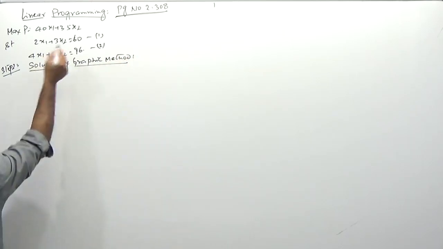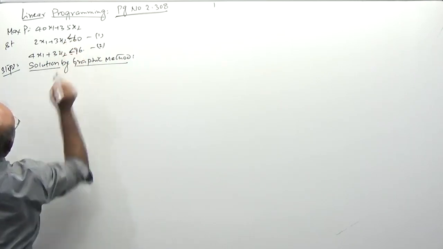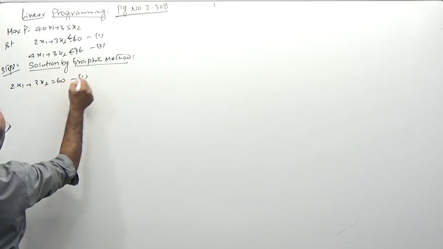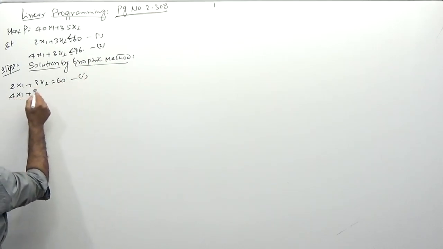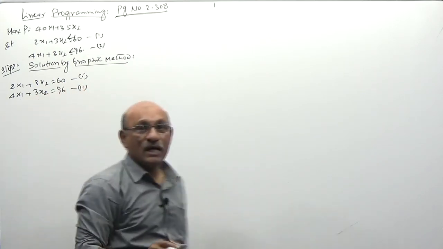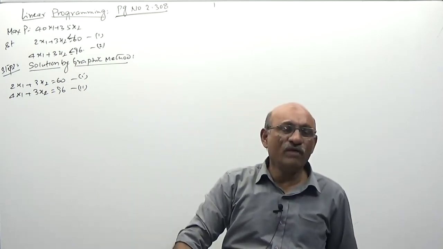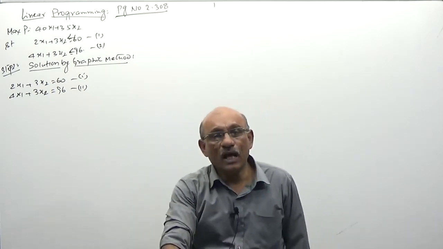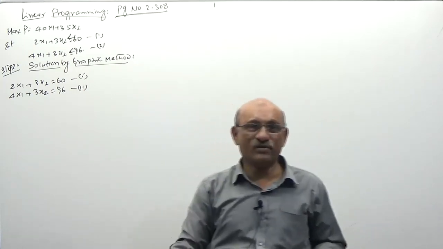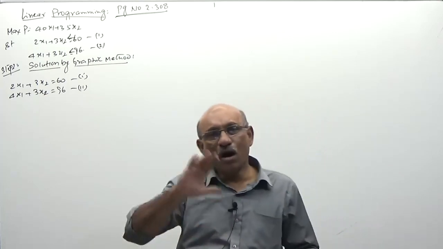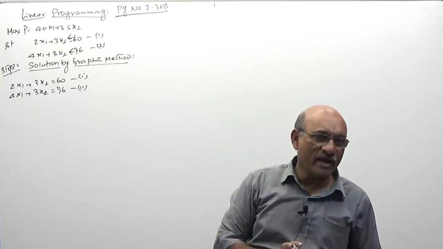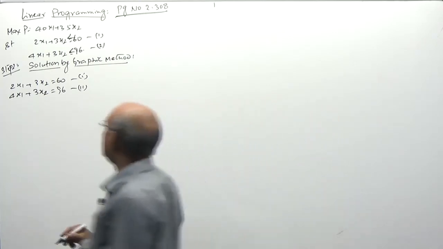For the sake of our convenience, inequalities are taken as equalities. 2x1 plus 3x2 is equal to 60, 4x1 plus 3x2 is equal to 96. Okay, sir. One variable x1 we are representing on the x-axis. Another variable x2 we are representing on the y-axis. And we know one point: on the x-axis, every y point is 0, and also on the y-axis, every x point is 0. How to solve this?